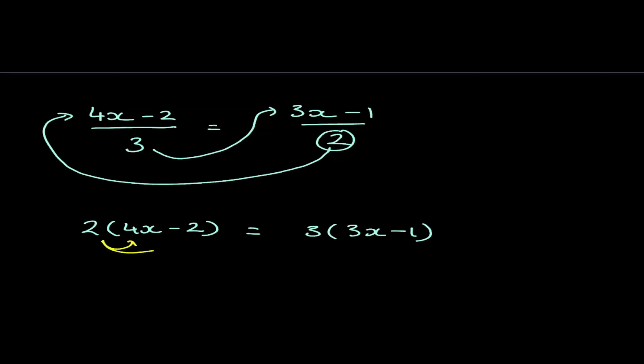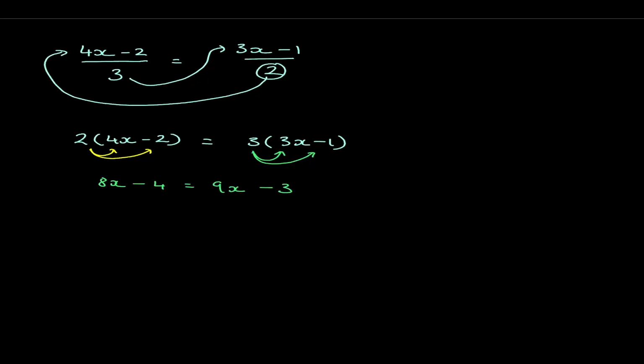So that times that and then that times that. So 2 times 4x is 8x. 2 times neg 2 is neg 4. And then that times that, which is 9x. That times that, which is minus 3.